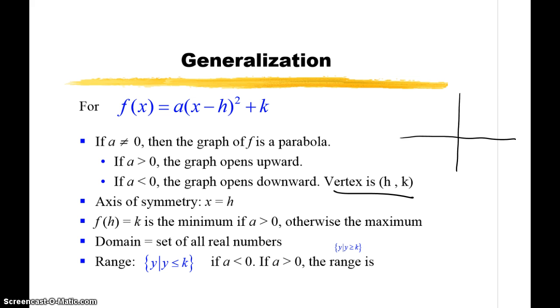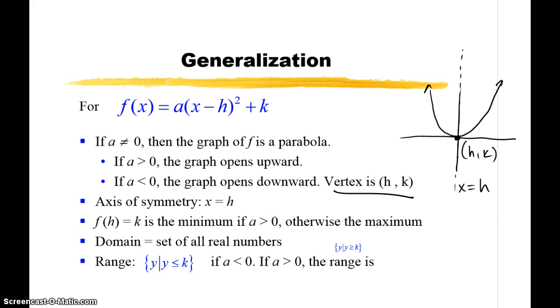So remember, if you have a parabola, like this one here, the axis of symmetry is the line that literally splits the parabola into two mirror images, two halves. It goes through the vertex, and since the vertex is h comma k, that's why the line of symmetry is x equals h. f of h equals k is the minimum if a is positive, otherwise the maximum.